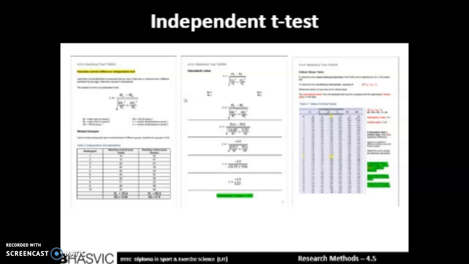If the calculated value is bigger than the critical value, there is a significant difference, and if smaller, there is not. This was not the case for us, so there was no significant difference in this testing.